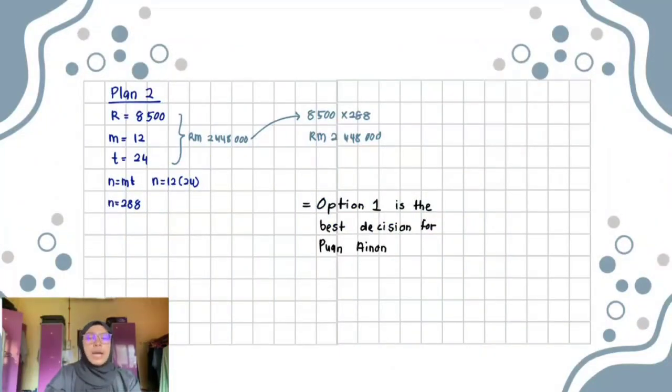For plan 2, R equals 8,500, M is 12, and T is 24. n equals MT, so n is 12 times 24, so you will get 288. In this case, option 1 is the best decision for Puan Ainun.